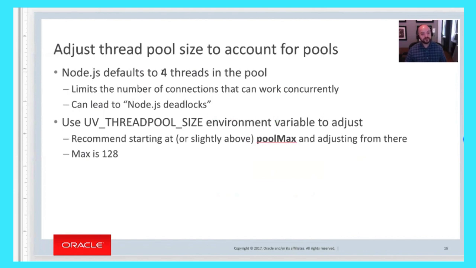So if you want to allow more connections to work at the same time, then you're going to need to bump that up. The way you do that is with an environment variable, UV_THREADPOOL_SIZE. I would recommend going slightly above your pool max, but really your mileage will vary. You have to test this out and see what's best for your environment. Just keep in mind the maximum value is 128. If you need to go beyond that, you're going to have to spawn new Node.js processes, and best if that's done on different servers.